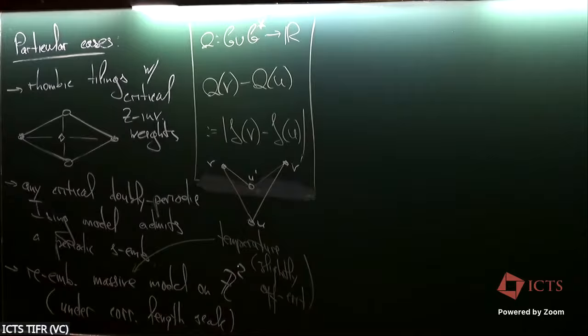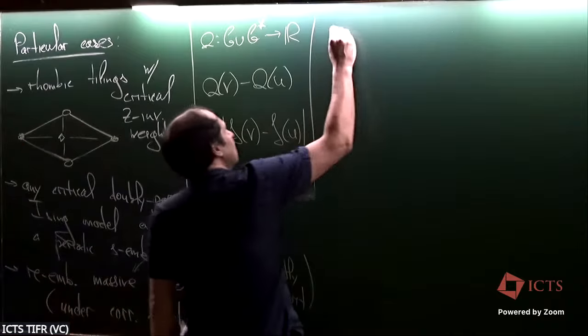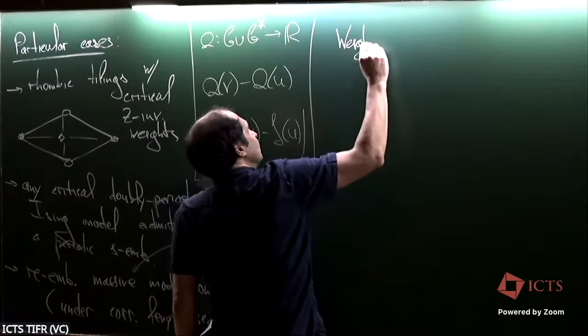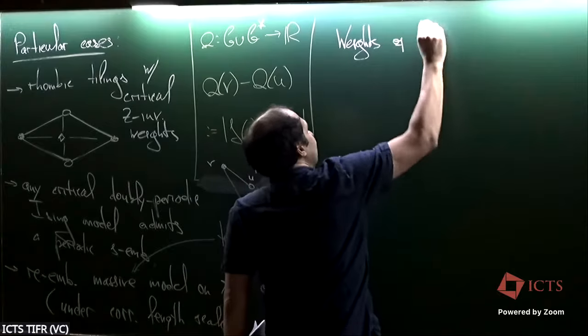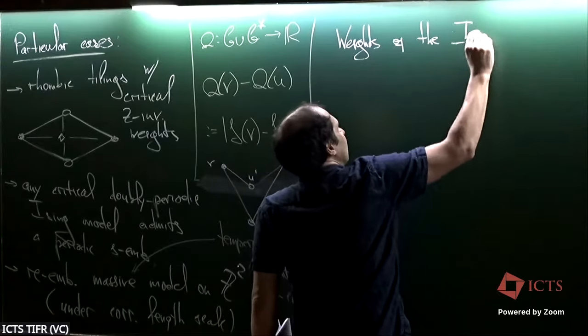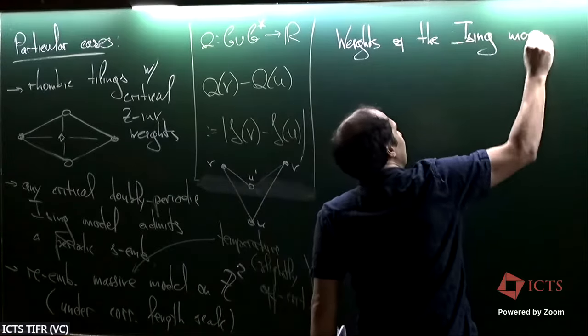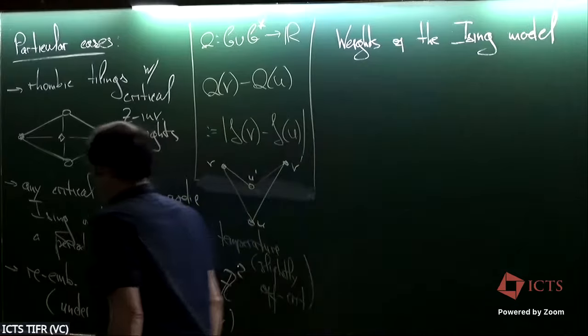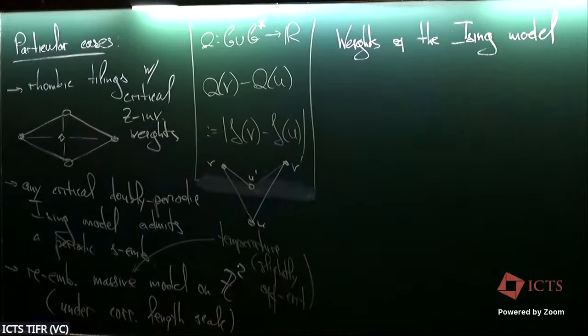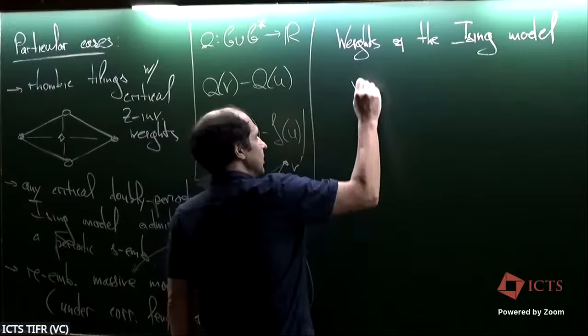Now, let me tell you what the weights of the Ising model are here. With every edge of my graph, I associate a number. So this number, let me call it XE.